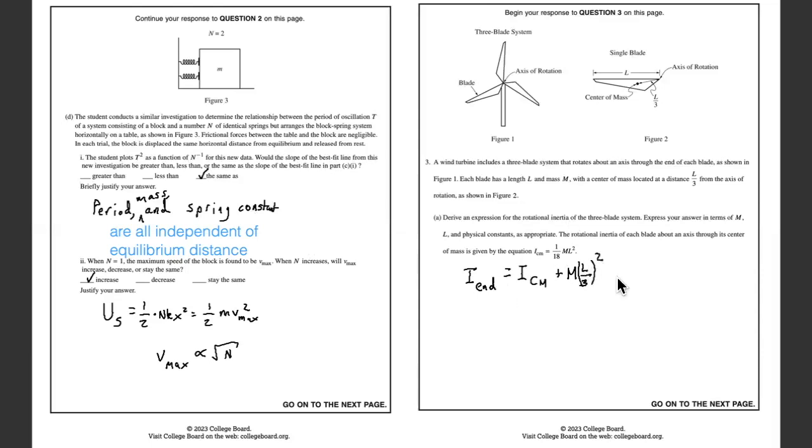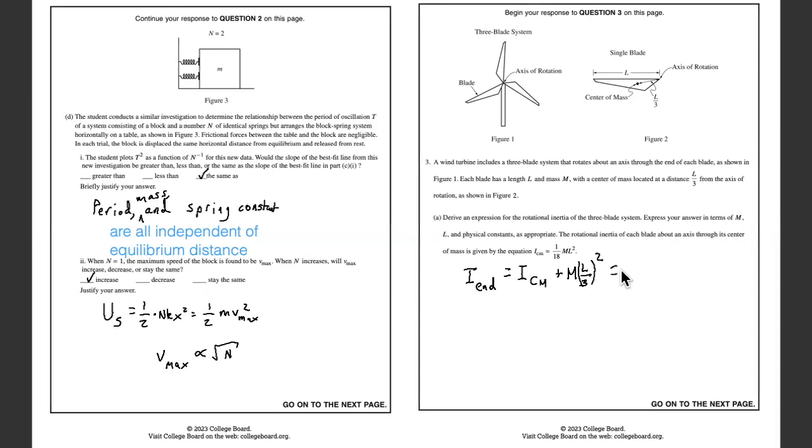If you're not sure where this comes from, this is the parallel axis theorem, which is one of the most important equations for inertia. Definitely something to have memorized. For those of you who are watching this video to prepare for your future AP Physics C exam, know the parallel axis theorem. It says that the inertia through any axis parallel to one about the center of mass is equal to the inertia through the center of mass plus m times the distance between the axes squared, which in this case is L over 3 squared.